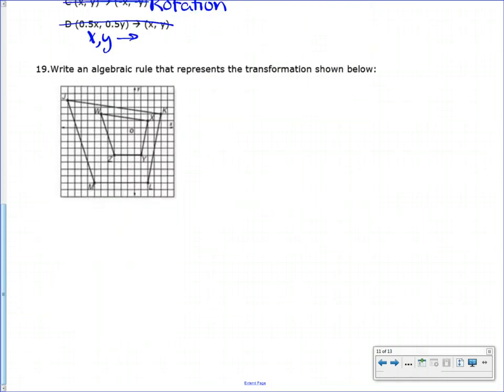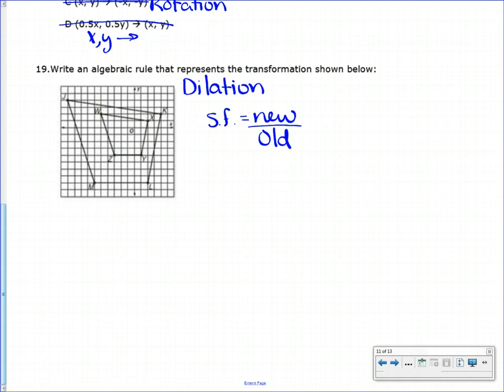Number 19. Write an algebraic rule that represents the information shown below. So this is a dilation. So we need to find a scale factor first. To find the scale factor, you divide one of the new sides by the old sides. So here, this is my new image. I know that side is 4. The corresponding side on the original image is 8. So new over old, 4 over 8, 1 half.